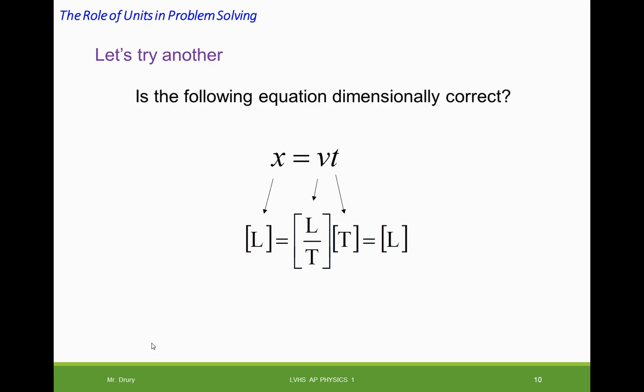So just to clear this up a little bit, using dimensional analysis will never prove whether an equation is correct, but it could prove that it's incorrect. Okay? And that will be it.